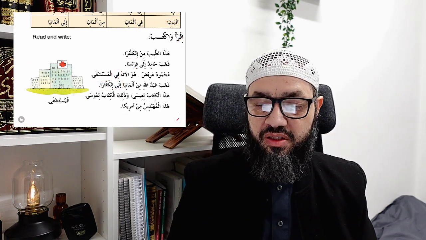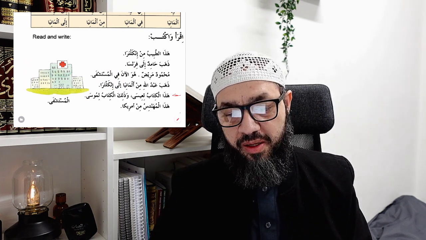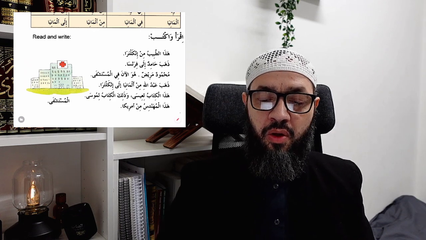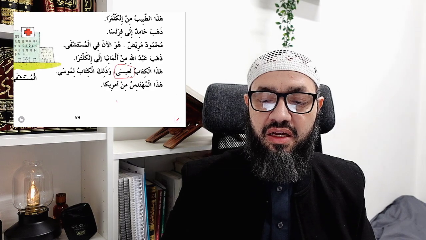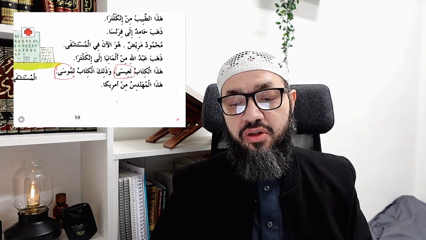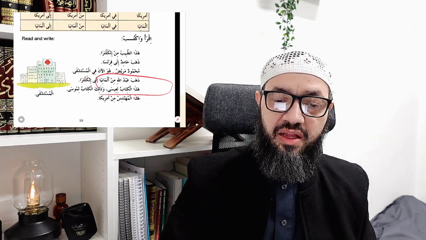We'll look at one, which is the last one. It has the names of 2 prophets, or 2 people whose names are 2 prophets. هذا الكتاب لعيسى وذلك الكتاب لموسى. The name Isa has an alif maqsura ending. The name Musa has an alif maqsura ending. So you say this book belongs to Isa, and that book belongs to Musa. هذا المهندس من أمريكا. This engineer is from America. And you can translate the other sentences.